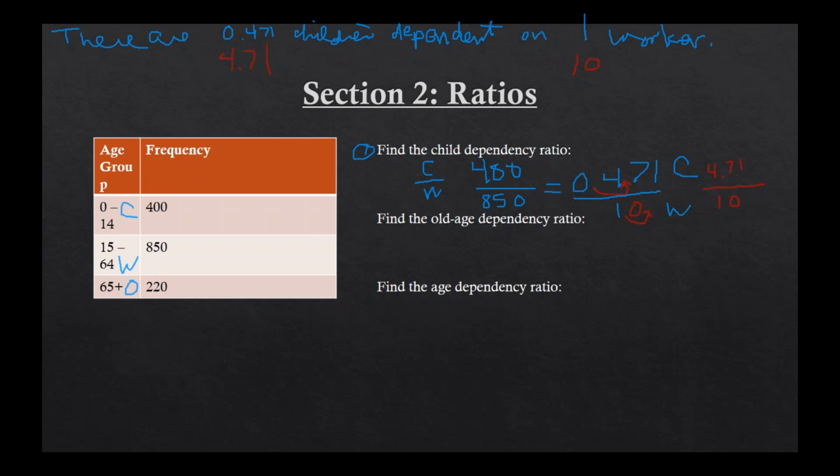Okay, well, 4.71, that's close to 5. So you could say, you know, 5 children dependent on 10 workers. Now we can start seeing that it makes sense. And you can go further. You can say, well, what if I move this over 1 and I move it over 1 again? Now I'm at 47.1 children to 100 workers. Same sentence, 47.1 children dependent on 100 workers. So you can manipulate these as long as you do the same thing in the numerator and the denominator. You can do whatever you want.